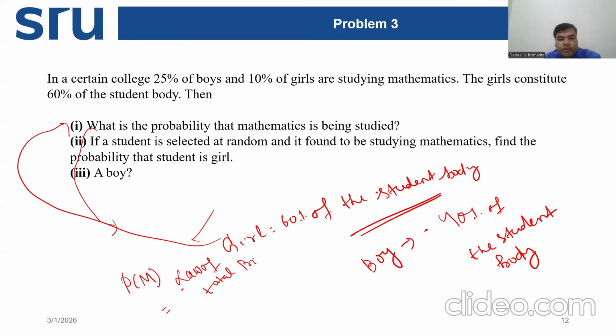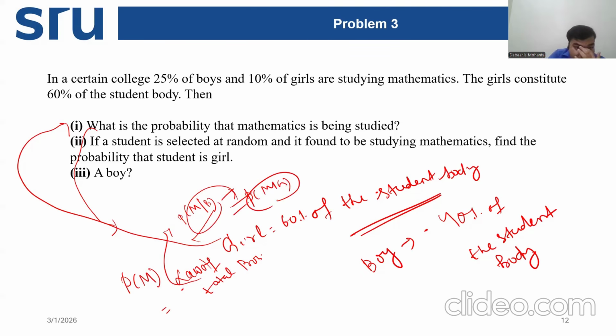The law of total probability is used to calculate the probability of mathematics, with respect to the probability that mathematics is studied by boys and by girls. So you need to see over that. And the second question is: if a student is selected at random and is found to be studying mathematics, find the probability that the student is a girl.